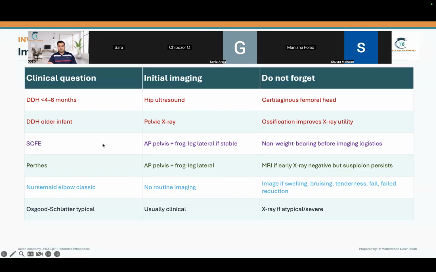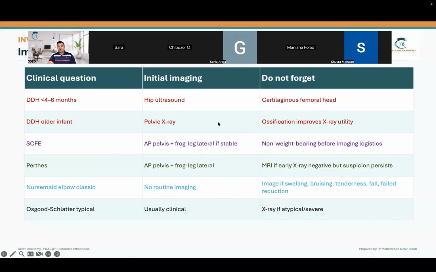For DDH, if the baby is younger, let's say between 4 to 6 months, what do we do? Ultrasound. Do not forget the cartilaginous femoral head. If the baby is above 6 months, then we do X-ray. So for an older infant, anything above 6 months, we do the X-ray, and then we involve the specialist.